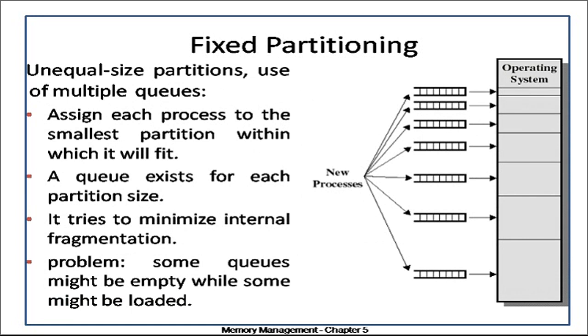Unequal size partition with multiple queues. As shown in the diagram, for each partition there is an individual queue, and the processes from that individual queue will be placed into that respective partition. It assigns each process to the smallest partition within which it will fit. A queue exists for each partition size. It tries to minimize internal fragmentation. The problem of using multiple queues is that some queues might be empty while some might be loaded.